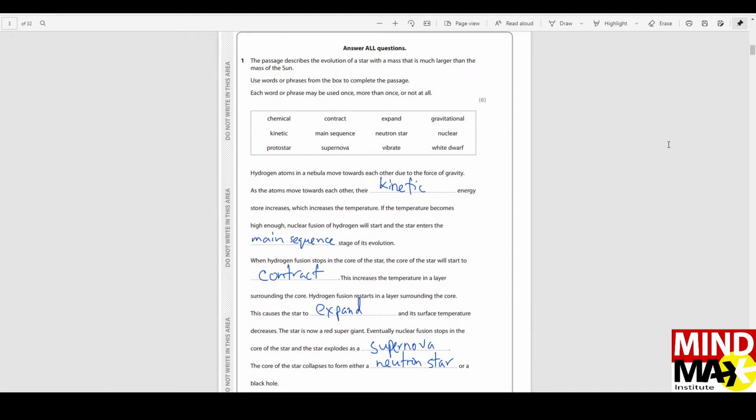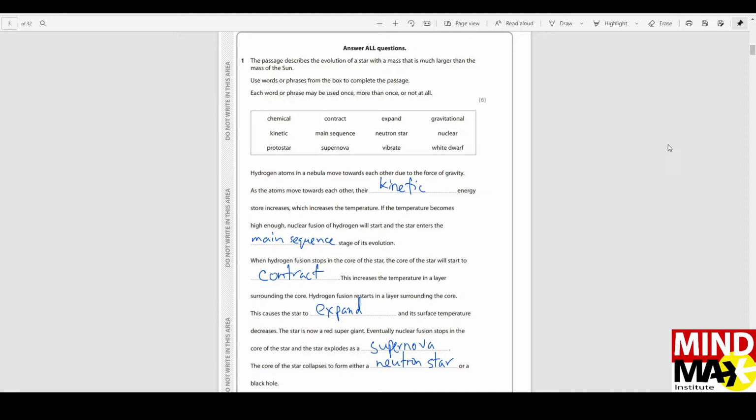So as the atoms move towards each other, this is basically from astrophysics. As the atoms move towards each other, their kinetic energy stored increases, which increases the temperature. So basically the clue here is the temperature is increasing. So the temperature can only increase if the kinetic energy stored increases, because we know that temperature is directly proportional to the kinetic energy. That's why it's kinetic.